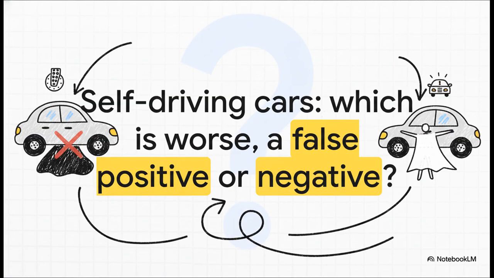So I'll leave you with one final thought experiment to really lock this in. Imagine a self-driving car that's trying to identify pedestrians. Which mistake is worse? A false positive, where the car slams on the brakes for a plastic bag it thinks is a person, or a false negative, where it fails to see a person who is actually crossing the road? Your answer to that tells you everything you need to know about why choosing between precision and recall is so incredibly important.